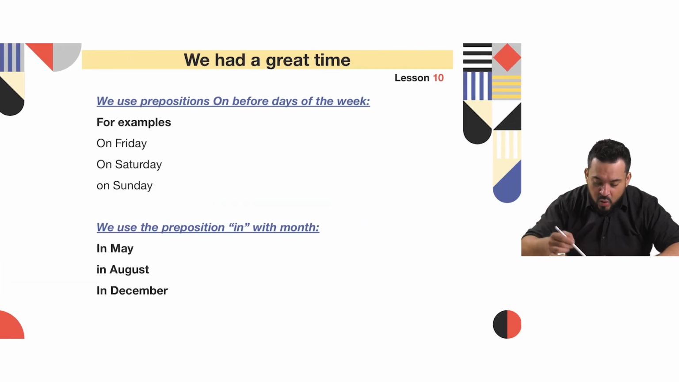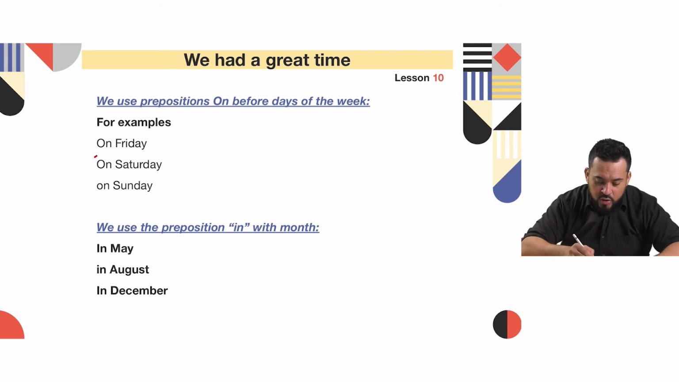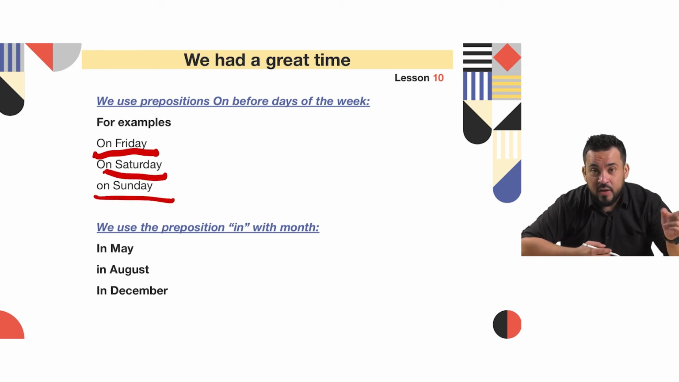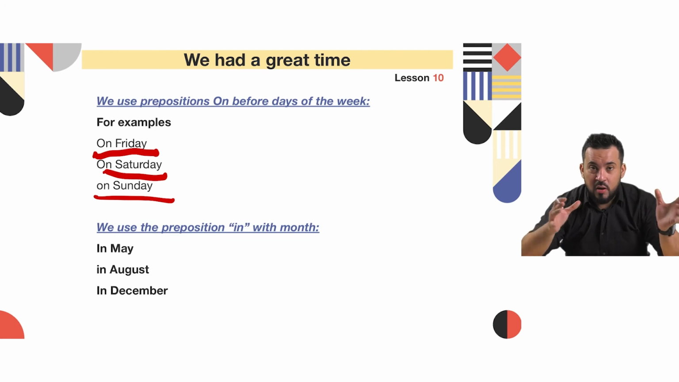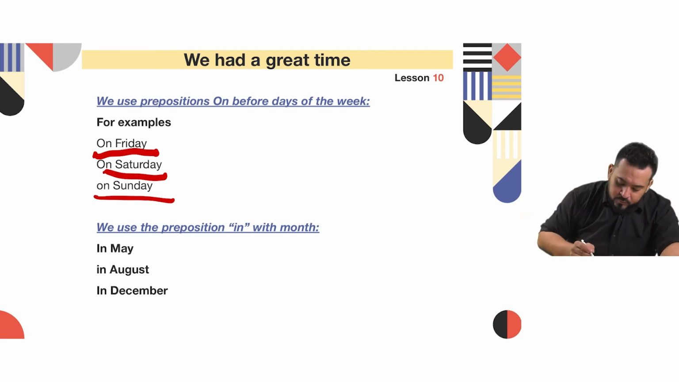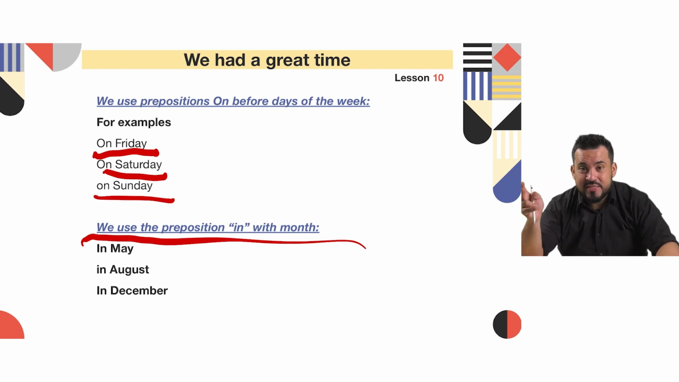All right, now we use the preposition on with days, okay? We say on Friday, on Saturday, on Sunday. We don't say in Saturday, or in Tuesday. We don't say at Monday. Okay, that's wrong. Always the preposition on goes with days. We use the preposition in with months, with seasons, and with years. Okay? Months, seasons, and years for the bigger ones.